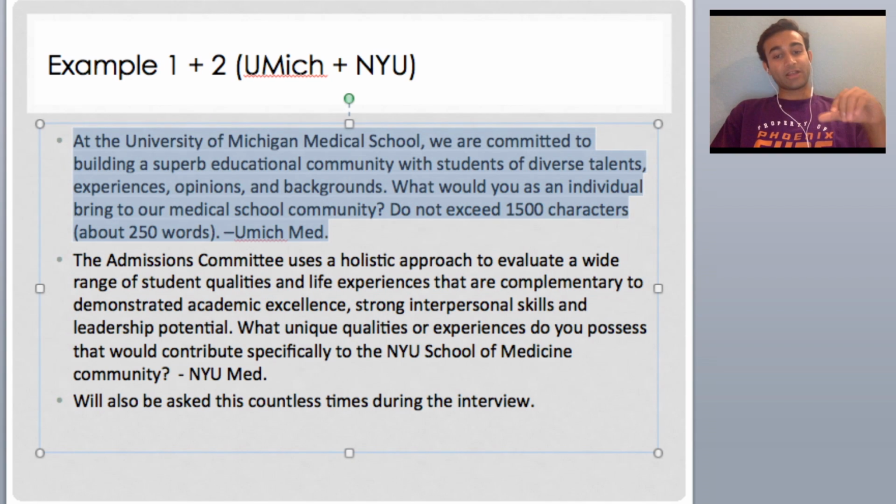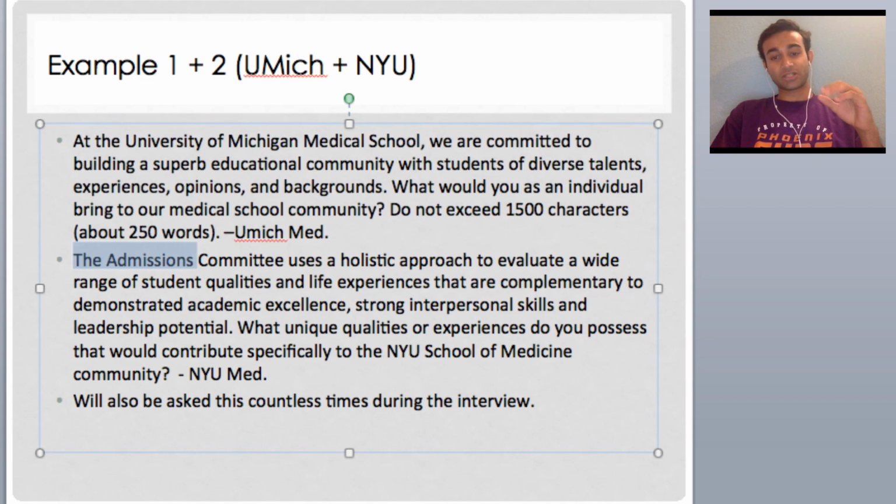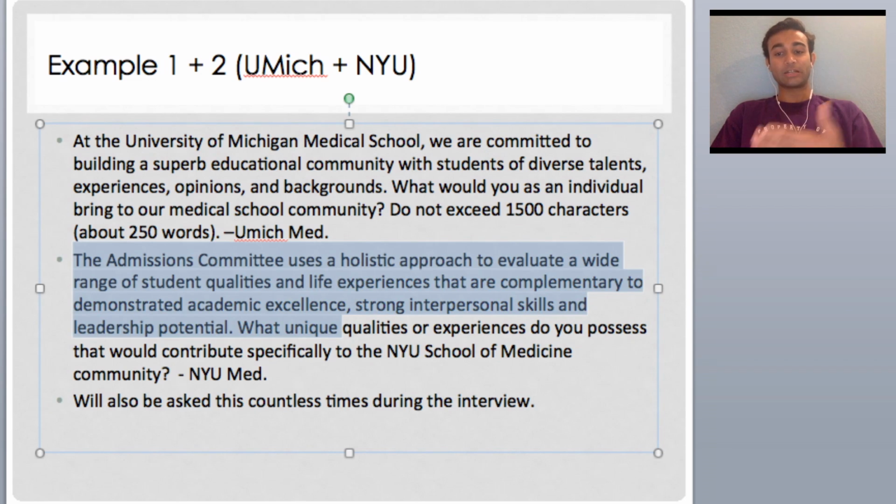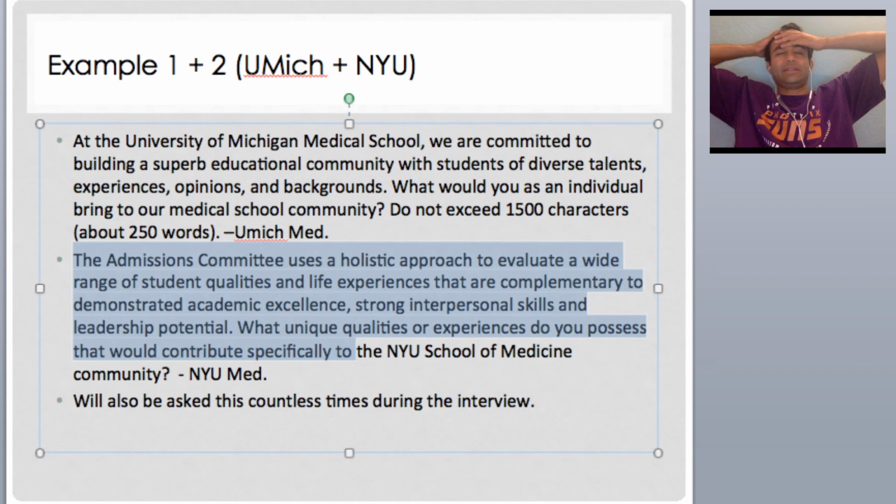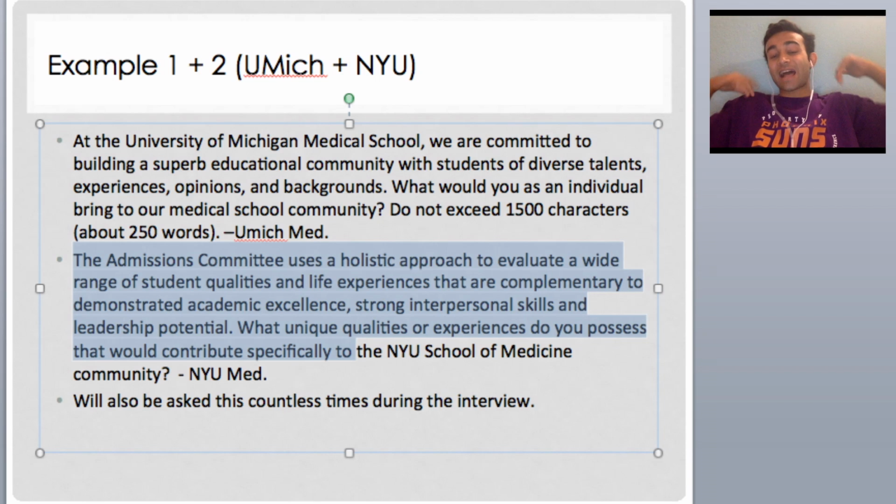And then look at NYU's med school. NYU's med school said the admissions committee uses a holistic approach to evaluate a wide range of student qualities and life experiences that are complementary to demonstrated academic excellence. What unique qualities or experiences do you possess that would contribute specifically to our school? That's exactly the same thing, right? It's just asking you, how are you going to increase the diversity of the school?